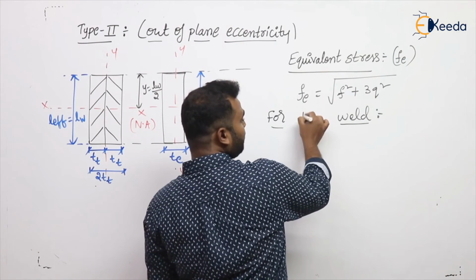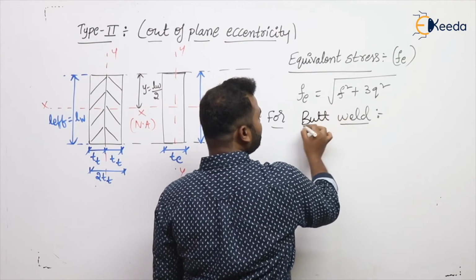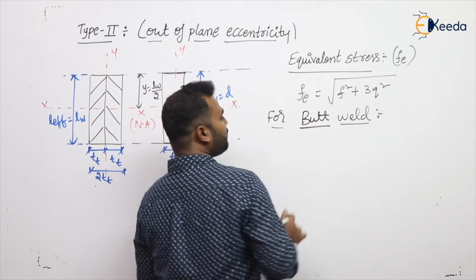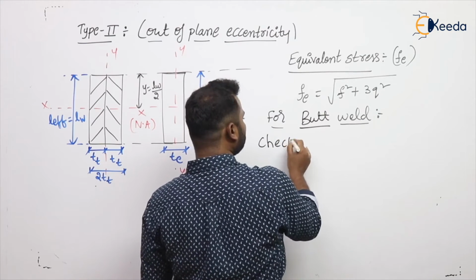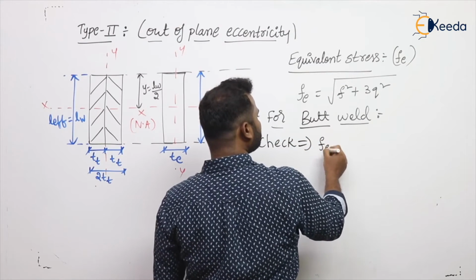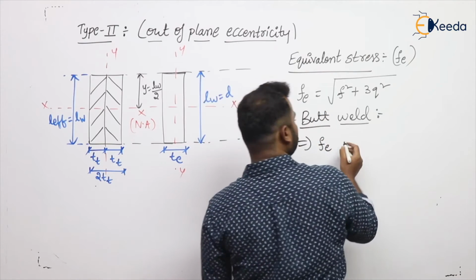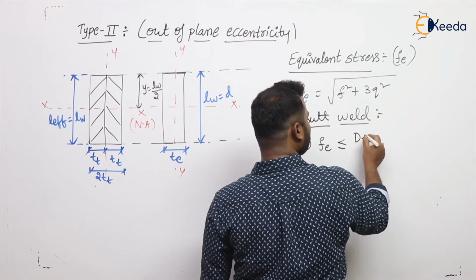Now we will see for butt weld. Previously we have discussed for fillet weld. Now let us see for butt weld. Now the check for butt weld. So check for butt weld is this equivalent stress should be less than or equal to design normal stress.